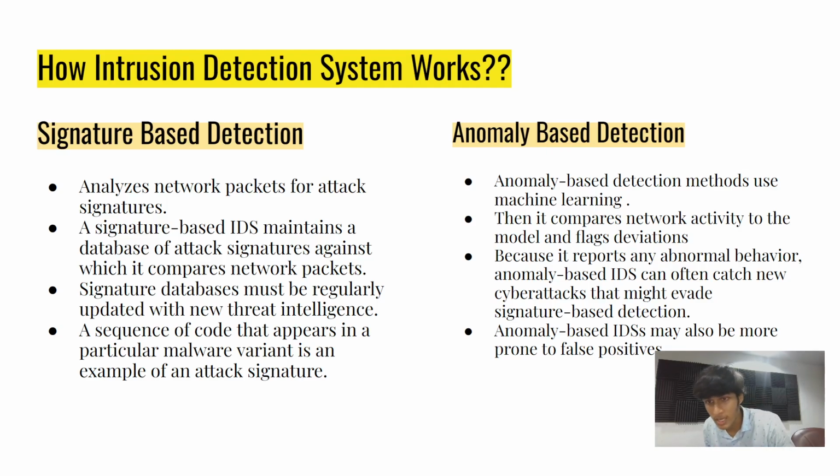Because it reports any abnormal behavior, anomaly-based IDS can often catch new cyber attacks. This is a big pro of anomaly-based detection, because you don't know when the next new type of malware will come in. If a new variant comes, this detection will actually detect it. Anomaly-based IDS may also be more prone to false positives because it's basically AI-based, right? It's machine-learning based, and sometimes machines also produce false positives.